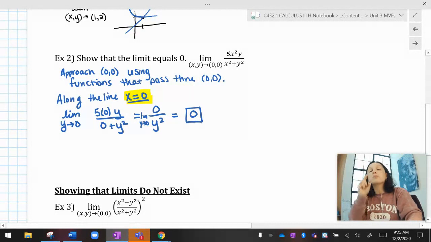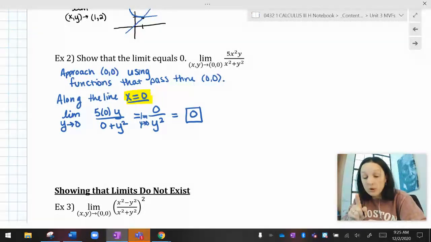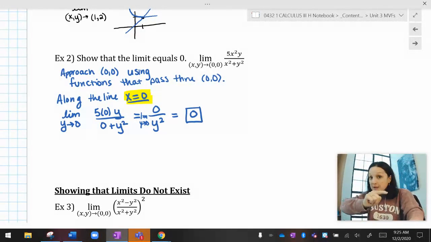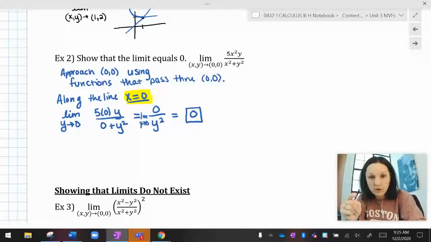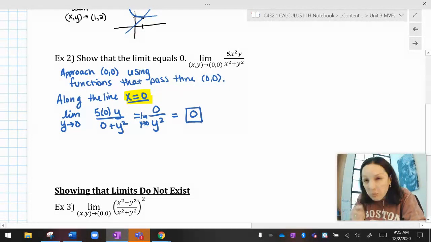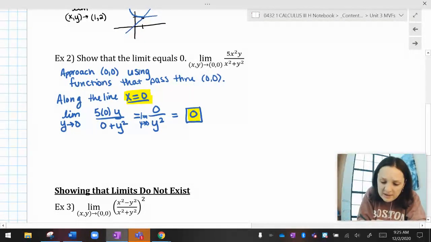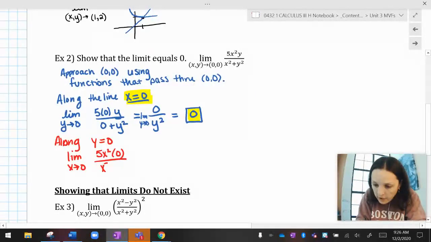I am approaching along the path where x equals 0. y is approaching 0, but x is already there. That 0 on the top is an actual real 0. So I have 0 divided by y squared, where y squared is some other number besides 0, really close, but it's not 0. 0 divided by a number is 0. I can do the exact same thing along the line y equals 0. So now if y is actually 0, x is approaching 0. So I have 5x squared times 0 over x squared plus 0, which is really 0 over x squared.